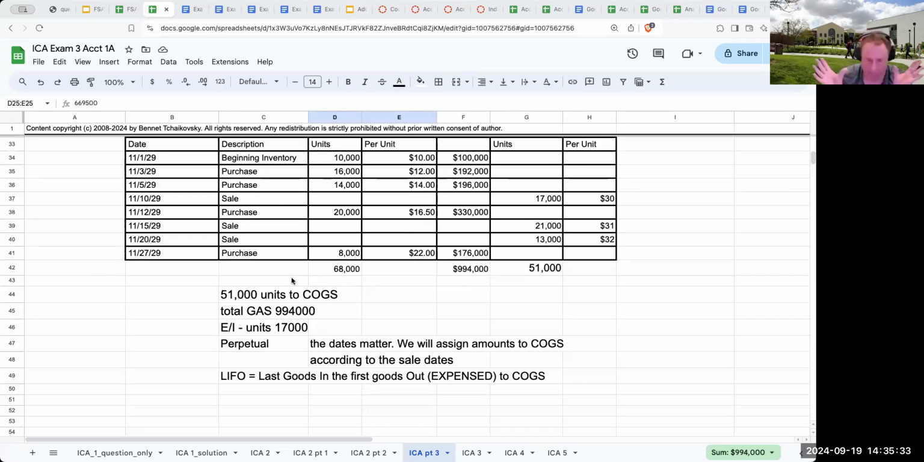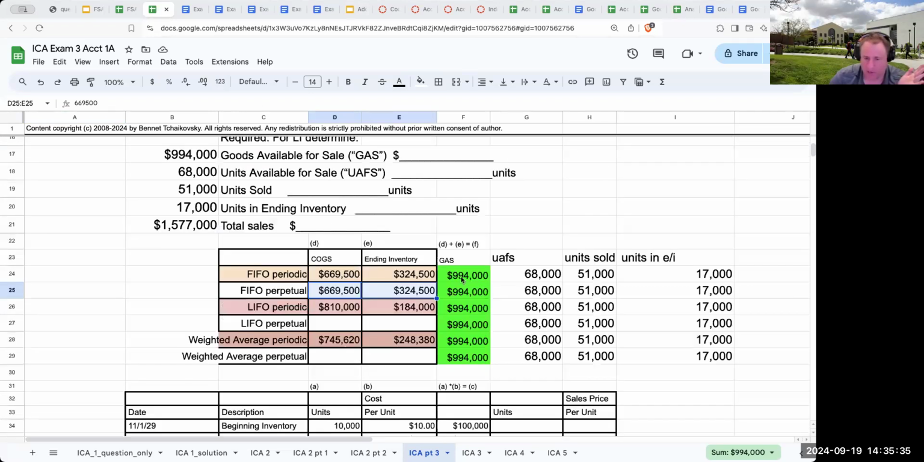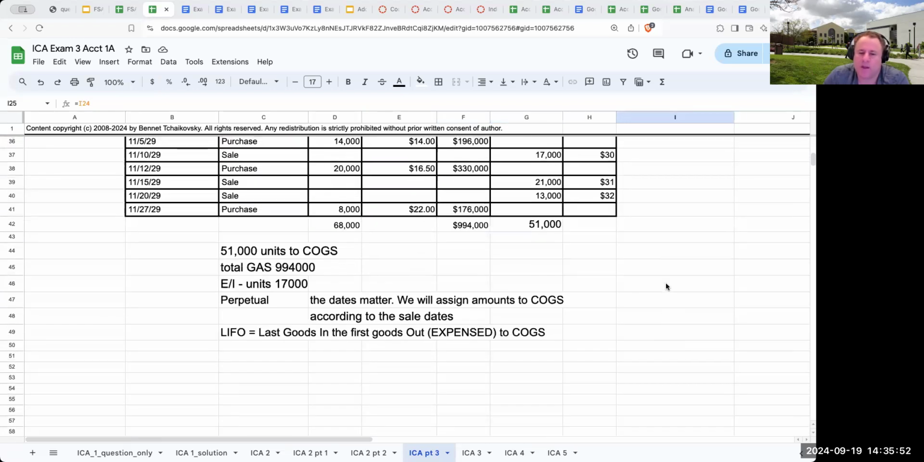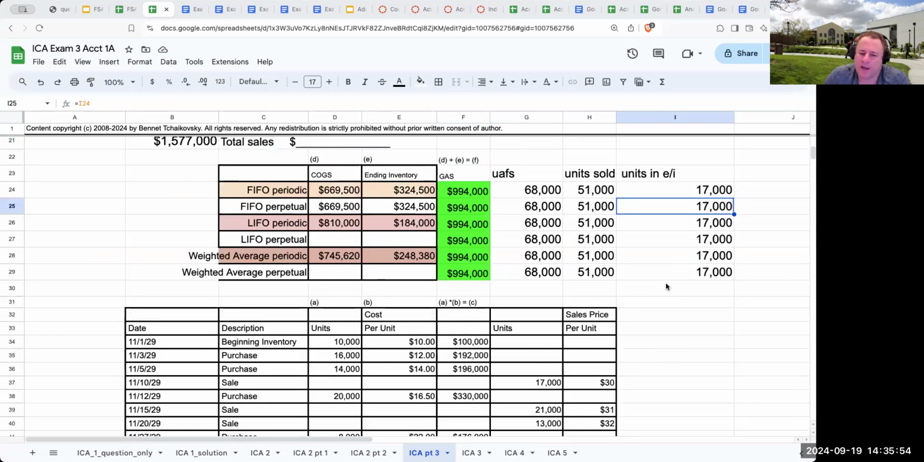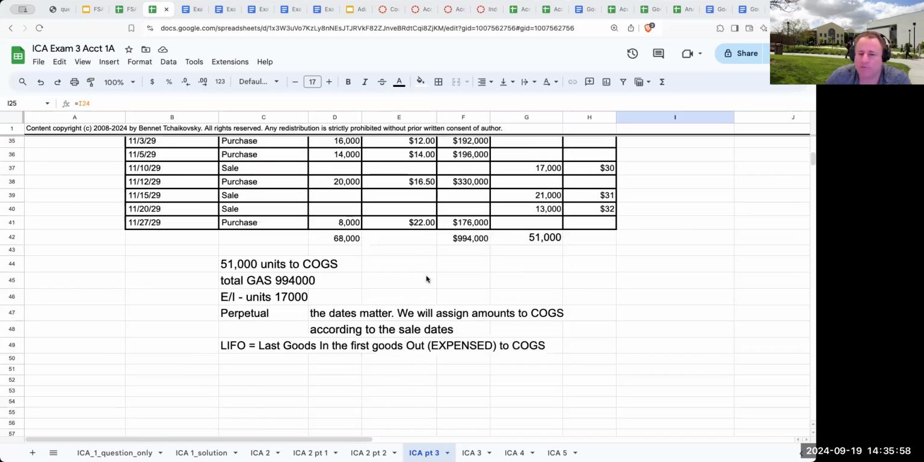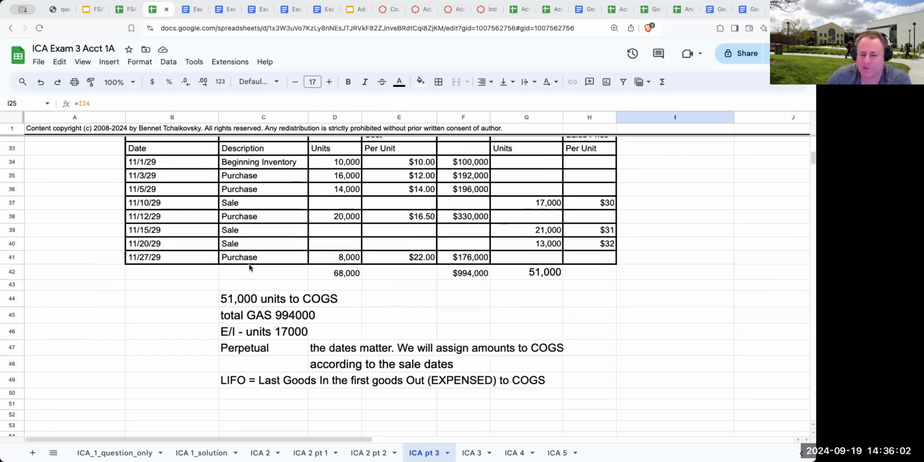Remember, we have the same constants: $994,000 of goods available for sale. This is always the same for any one of these problems you do. It may be a different number, but the goods available for sale are always the same. Units available for sale, units sold, units in ending inventory, always the same. Now, with LIFO periodic, the assumption was we sold everything at the end of the period. However, with perpetual, the dates matter. Very important, like an episode of The Bachelor, right?